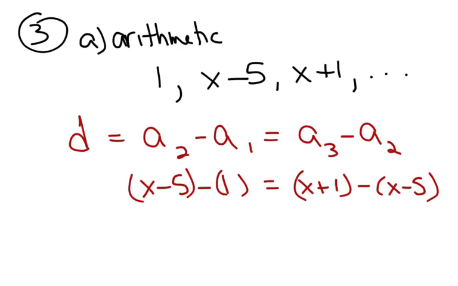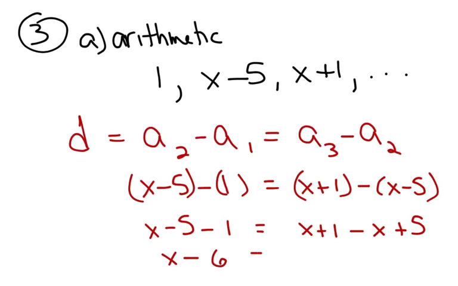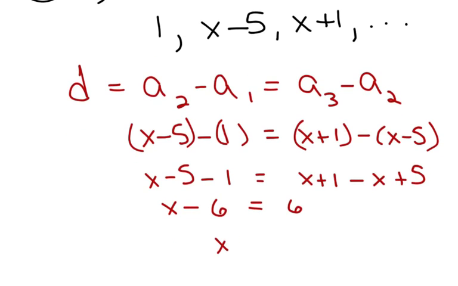This is an algebraic equation I know how to solve. So I get x minus 5 minus 1 is equal to x plus 1 minus x plus 5. So x minus 6 is equal to 6, or x is equal to 12. So if x is 12, this particular sequence would be arithmetic.